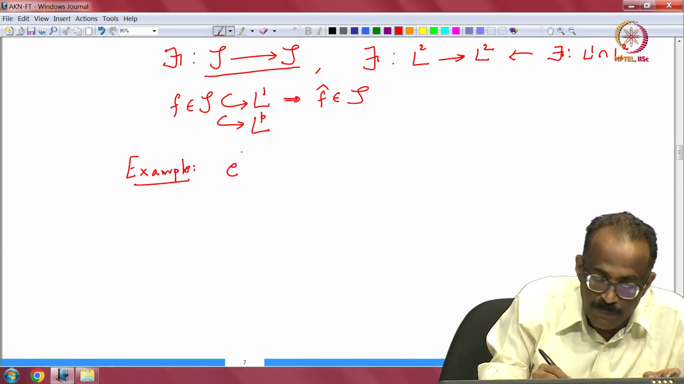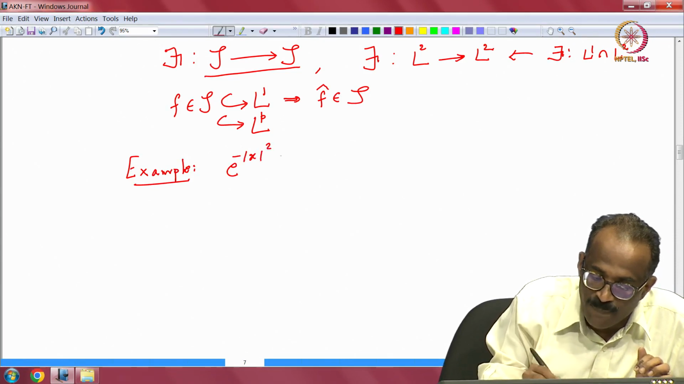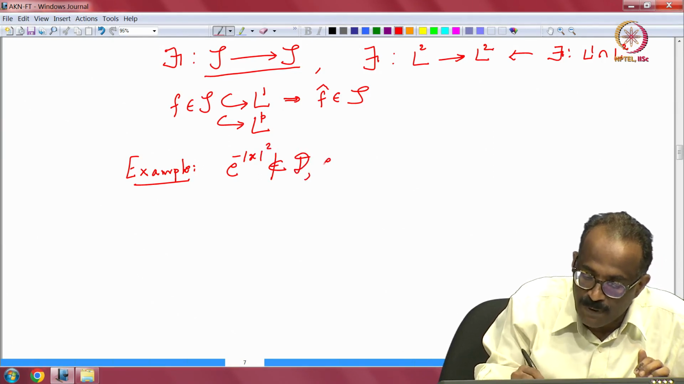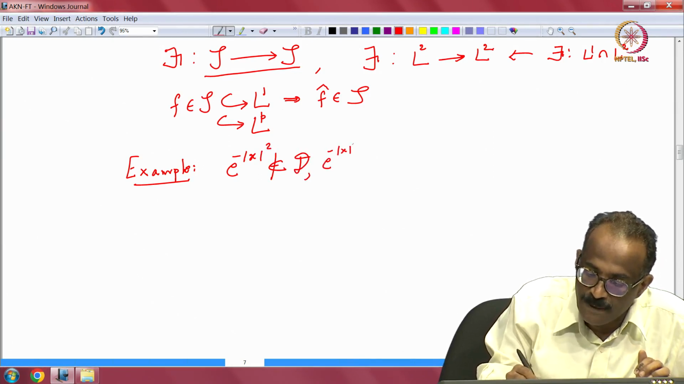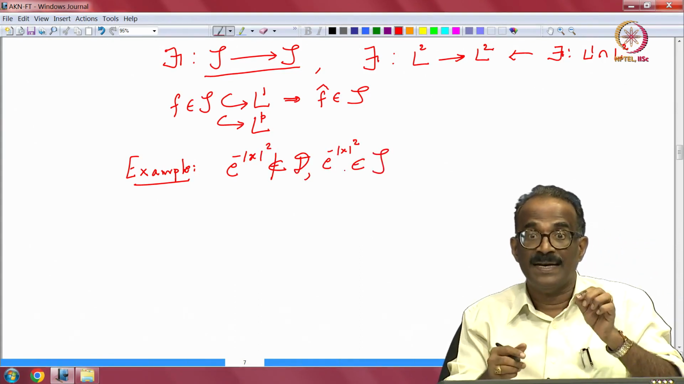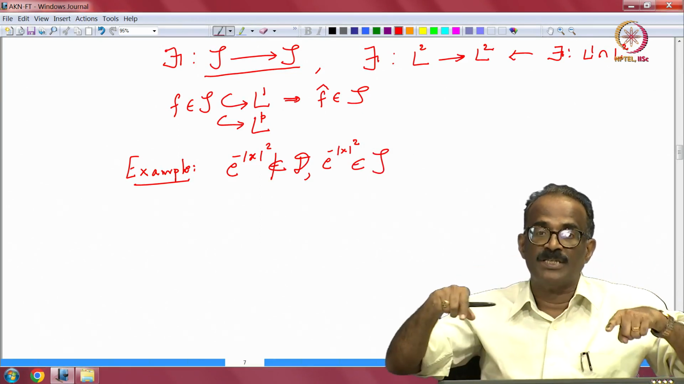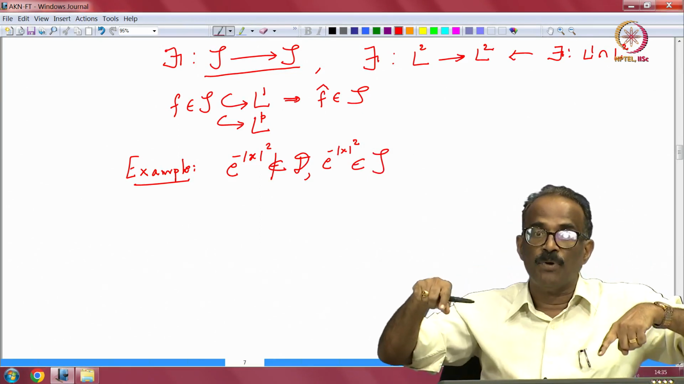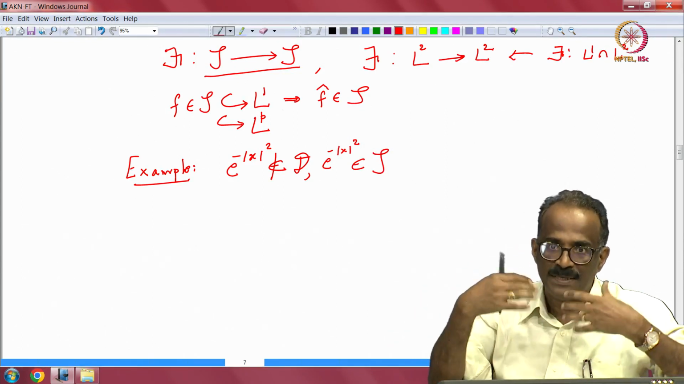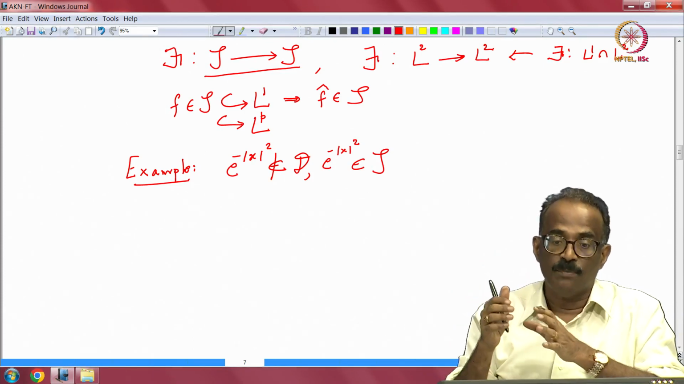The function e power minus mod x square does not have a compact support and hence is not in D, but it is in zeta because it is rapidly decaying. It is decaying along with all its derivatives, always exponentially. So the decay is more than polynomial, so even if you multiply by polynomials, which is precisely what you want for rapid decay, it will be taken care of by the mod x square.